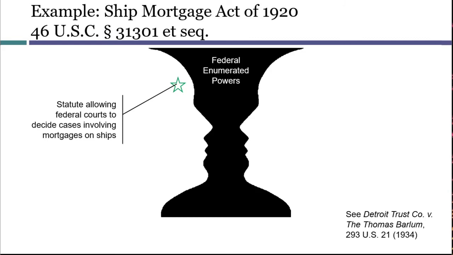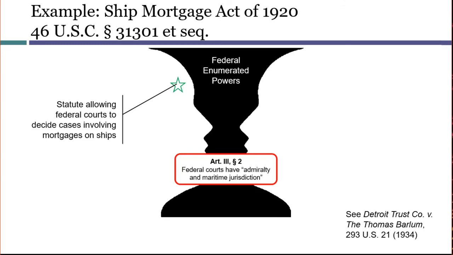There does not seem to be anything in the foregoing powers of Article 1, Section 8 that is closely on point. But remember, the Necessary and Proper Clause allows Congress to make laws to help carry into execution powers that the Constitution vests elsewhere in the government of the United States, and that includes the judiciary. So the federal courts have enumerated subject matter jurisdiction over admiralty and maritime cases. So we have identified a constitutionally legitimate end.